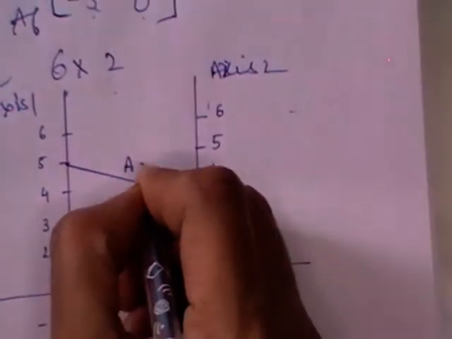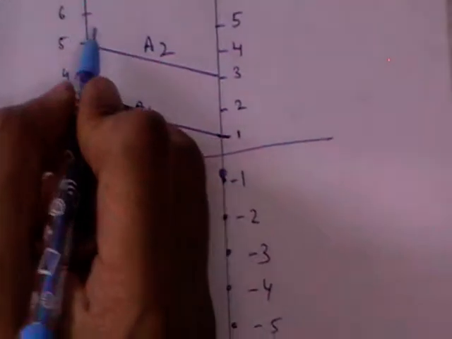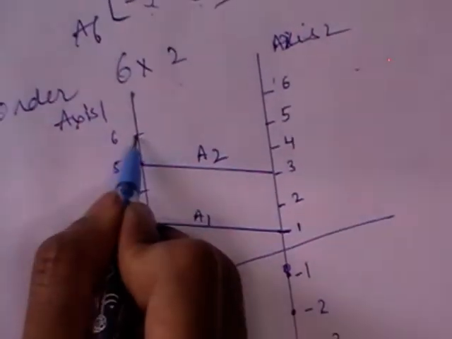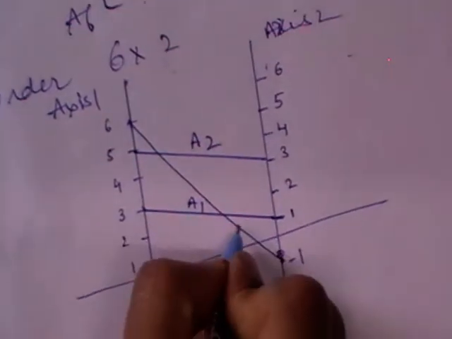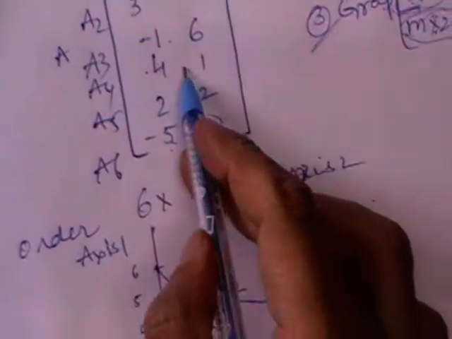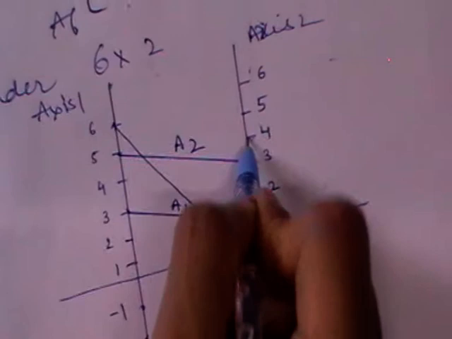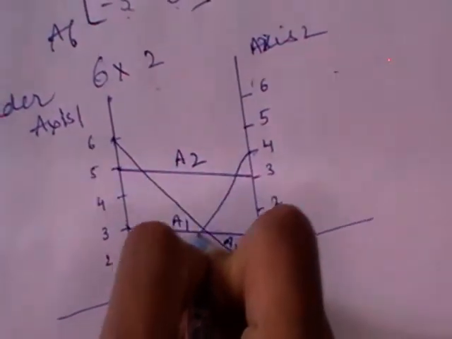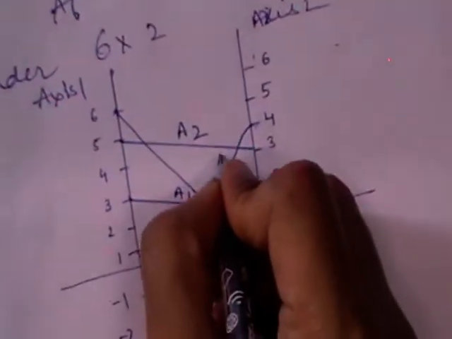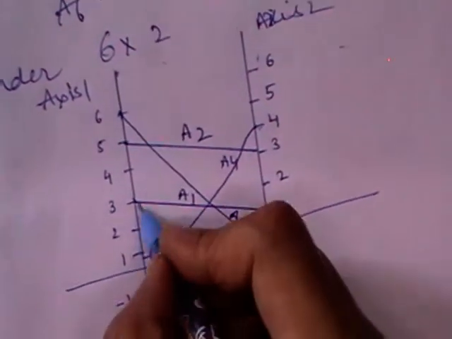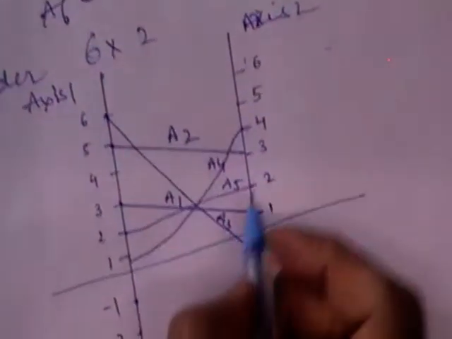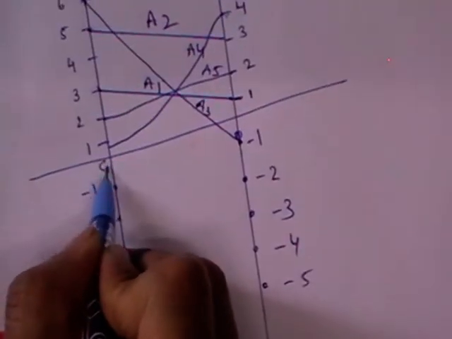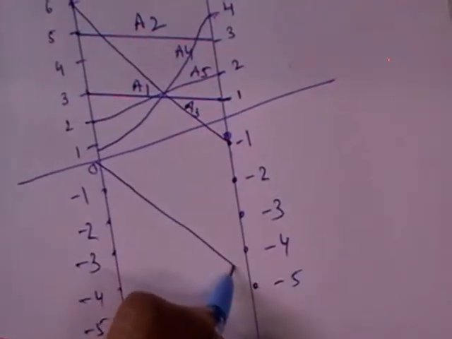This represents A2. Next one, minus 1 to 6. From here to here, join these two. This is A3. Next one, 4 to 1. This is 4 here, 1. Join these two, A4. 2, 2, A5. Minus 5, 0. This is 0 here. This is the last one.